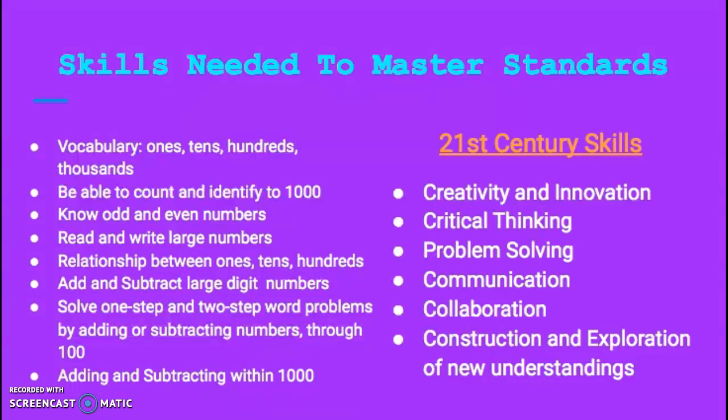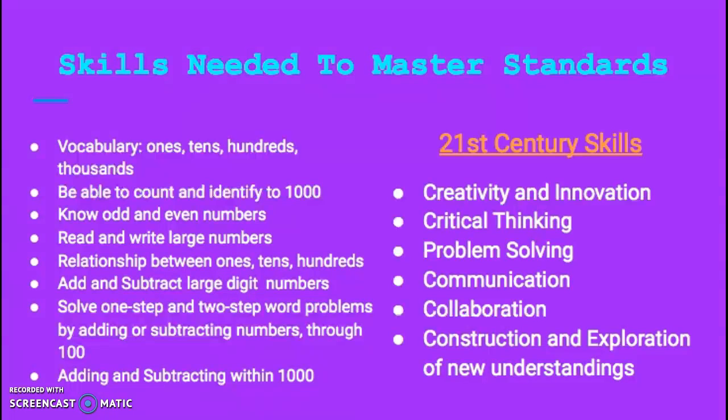Read and write large numbers through 1,000 using numbers and number names. Relationship between ones and tens and hundreds: 10 ones equal 10, 10 tens equal 100. Add and subtract large digit numbers. Solve one-step and two-step word problems by adding or subtracting numbers through 100 and adding and subtracting within 1,000.